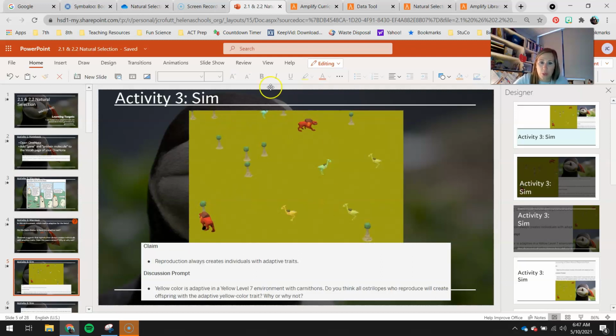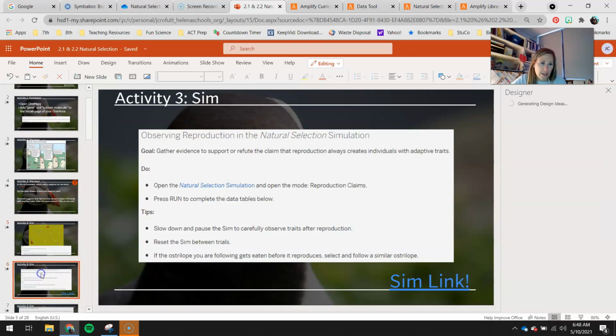So if we have a blue or a green or something, a different colored australope running around, are they going to have offspring with that yellow 7 or close to that yellow 7 color that's going to make them more successful? Okay, all right, so that's what we're going to be studying in this sim. Observing reproduction in the natural selection simulation.